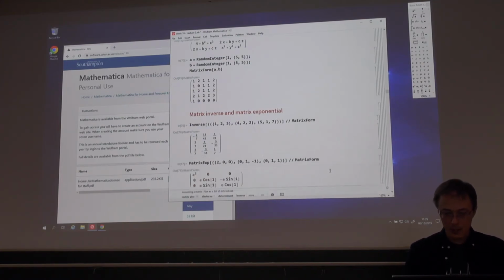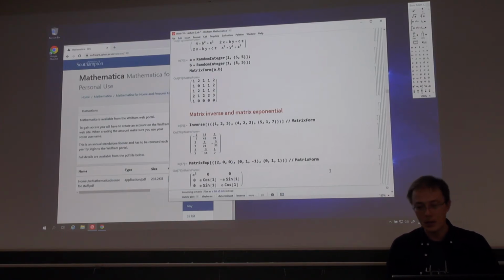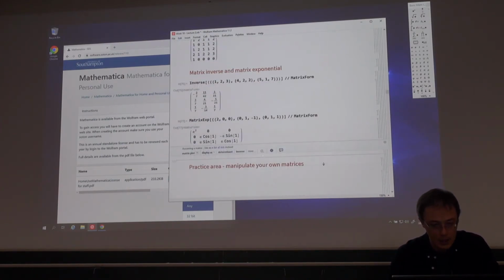Things like matrix exponentials, it's a central object in quantum mechanics. So the evolution operator is an exponential with Hamiltonian. So all of that is done. So any operation with any matrices or vectors, diagonalization, determinants, and so on, is easily getting computed.